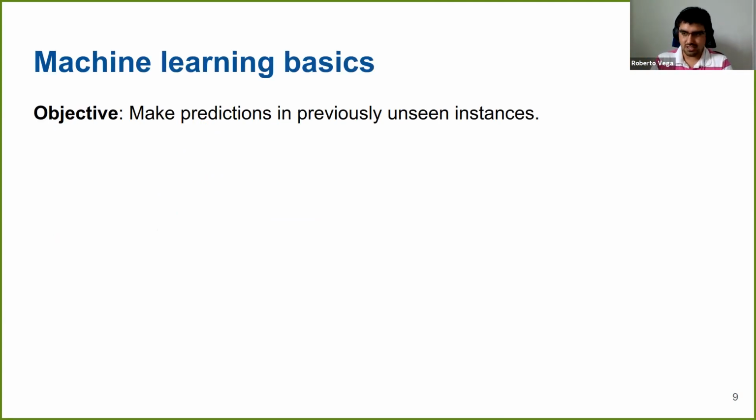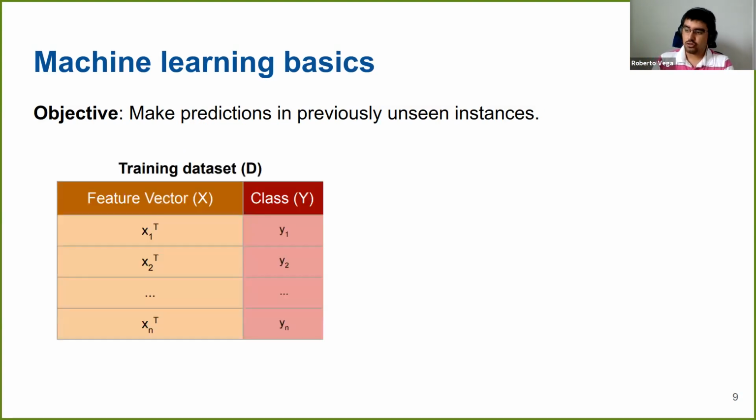The general objective of machine learning is to make predictions in previously unseen instances. And to do that, what we usually do is we collect a data set. In this data set, we have several instances, several examples that we call the feature vector. And we also have the class, in this case, if they have a disease or if they are healthy.